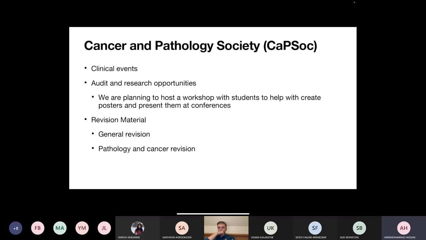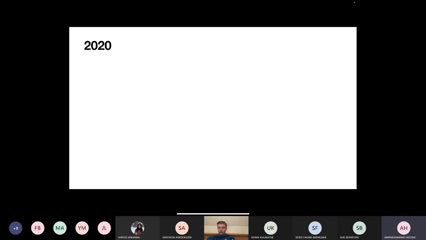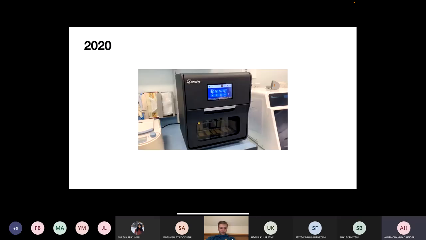Revision material, obviously, we do have revision material on our website. And we have general revision and also revision that is specifically targeted to pathology and cancer in our curriculum. So these are the things that we've done in 2020, just a list of them.